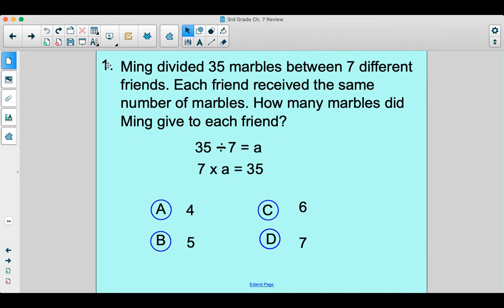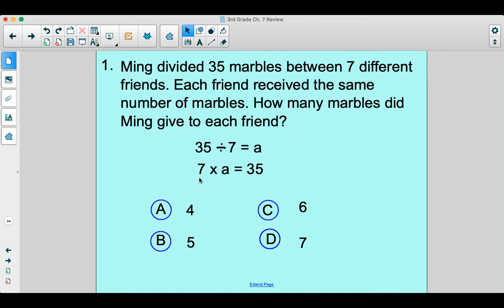All right, so we've got number 1. Ming divided 35 marbles between 7 different friends. Each friend received the same number of marbles. How many marbles did Ming give to each friend? So we have 35 marbles divided amongst 7 different friends equals our answer. We're using a letter A to show where the answer would be.